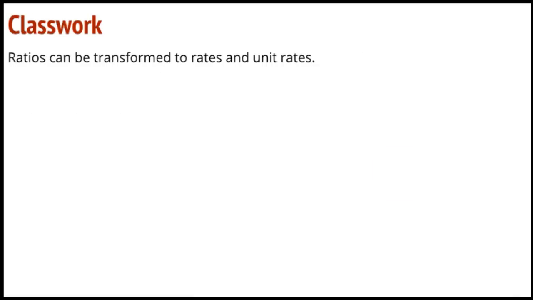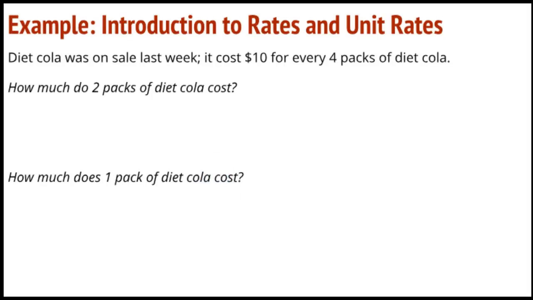All right. So the idea here is that we can take ratios and we can transform them to rates, and from rates we can get them to the unit rates. So for example, Diet Cola was on sale last week, and it cost $10 for every 4 packs of Diet Cola. And the question is, how much do 2 packs of Diet Cola cost? So this would be a time to pause the video and see if you can answer these 2 questions.